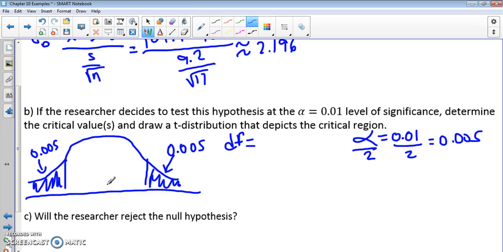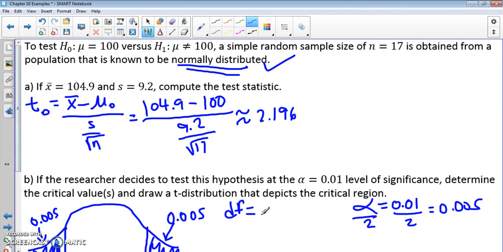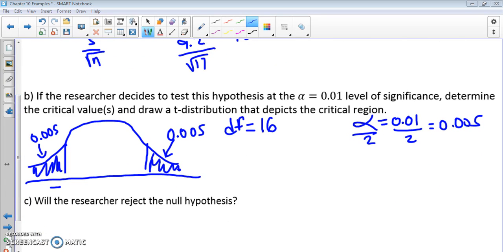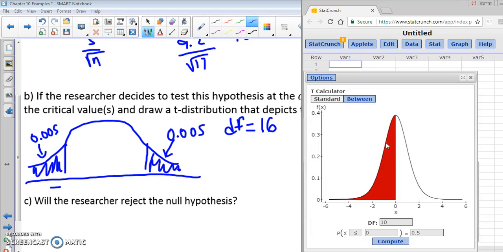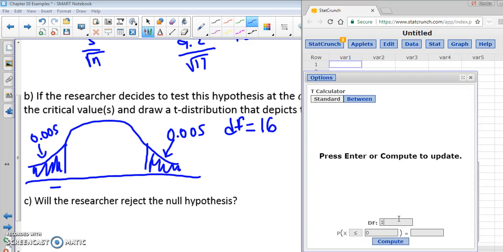And then we know that in the middle of this t-distribution we have a 0. So this one's positive and this one's negative, to give us a starting point. Our sample size was 17, so our degrees of freedom is 16, so n minus 1. So we're going to come into StatCrunch and go to Stat, Calculators, T. Our degrees of freedom is 16, and we're going to do greater than, and we know our area is 0.005, and we're looking for the value that sets that up. So we're going to hit compute.